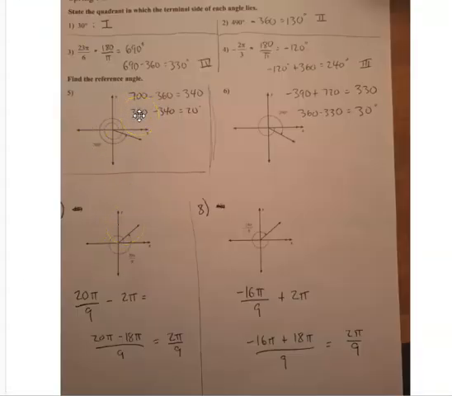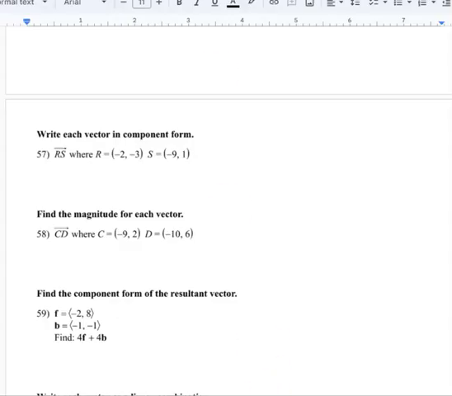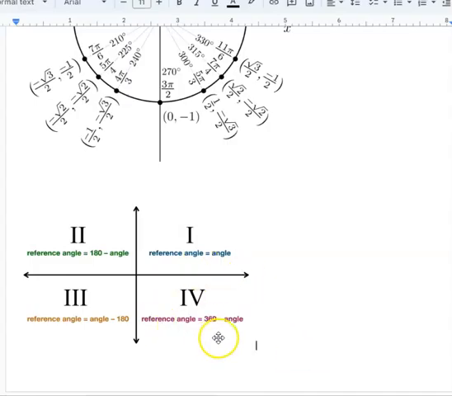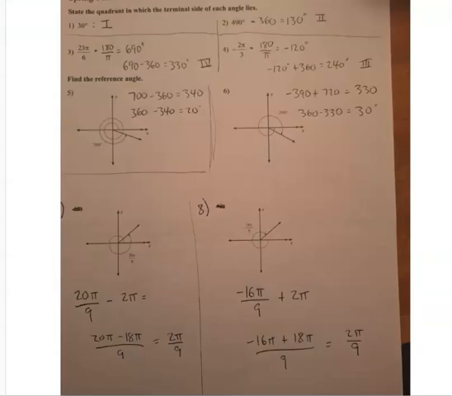Well, 700 is more than 360, so we need to make it some number between 0 and 360. I subtract 360, I get 340. All right, 340 is a quadrant 4 number. So then I do the quadrant 4 thing here. I do 360 minus the angle, and 360 minus 340 is 20, and 20 is an angle between 0 and 90, so that's the answer.